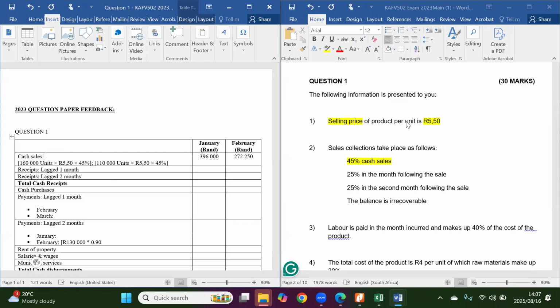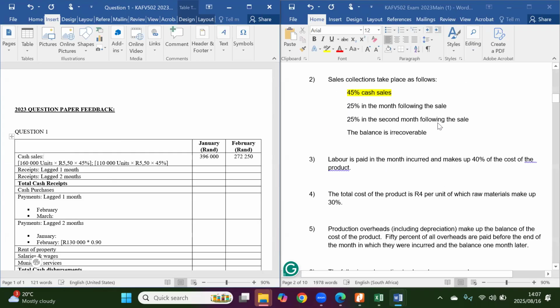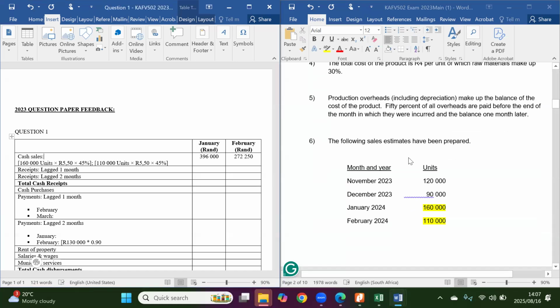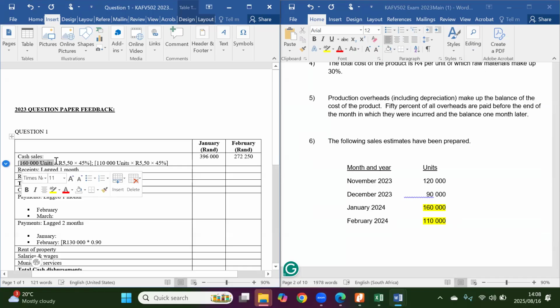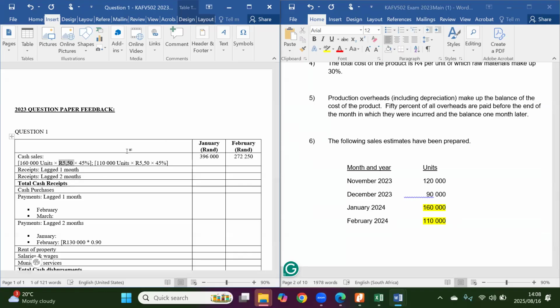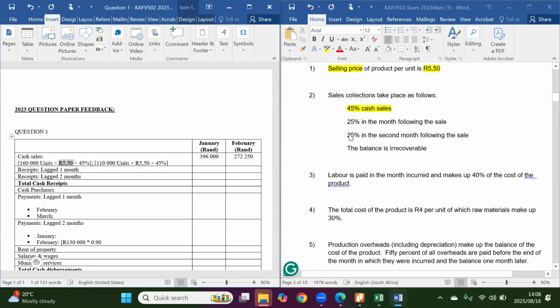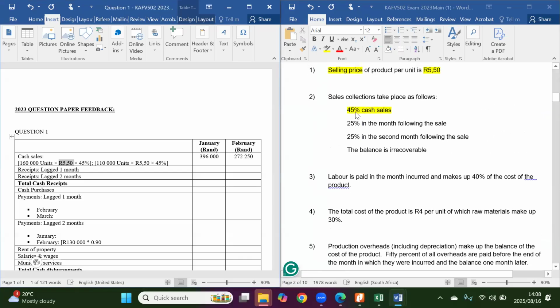The first thing to notice is that we're given the selling price of the product, which is 5 rands 50. Also, in information number 6, we are given the breakdown of the sales estimates in terms of the number of units. For the month of January, the total number of units is 160,000. You multiply that by the selling price per product, which is 5 rands 50, and then you allocate it to cash sales, which is the 45% we're given there. And that's what we have over there.